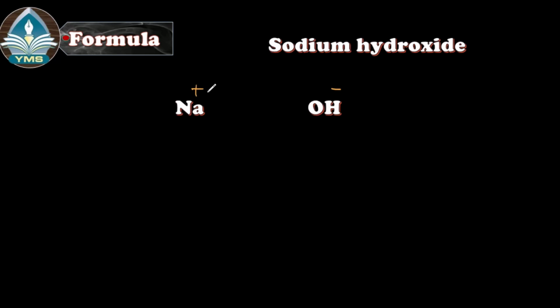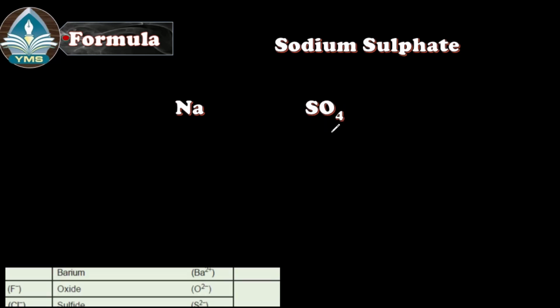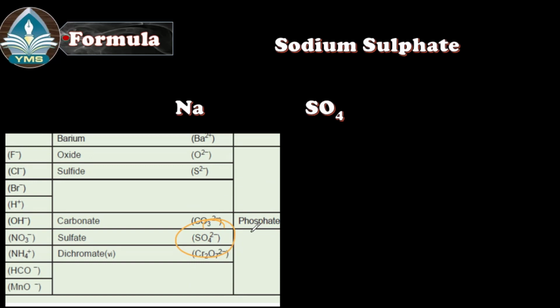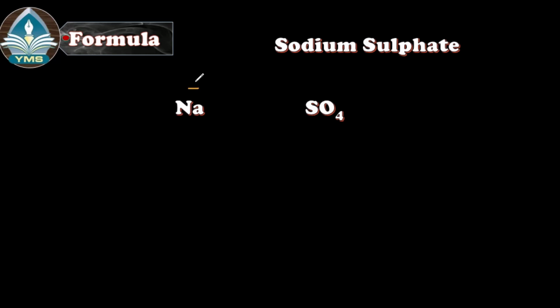Because we have the same charges, they balance each other, so we will not write any subscript numbers. So, sodium hydroxide is going to be NaOH, and this is the formula of it. Let's look at another one with a group here. We have sodium sulfate, and sodium, as we know, is Na, and sulfate is SO4. The oxidation number of sulfate from the table we can find here, it is 2 negative. So sodium will be 1 positive and sulfate will be 2 negative.